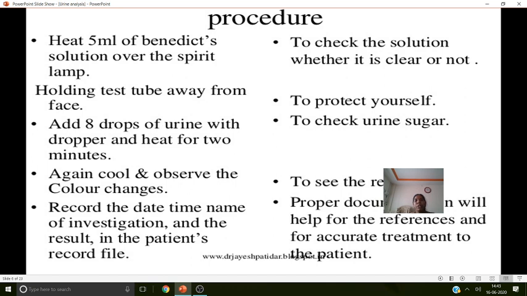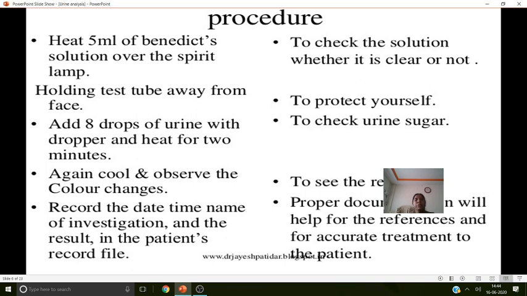We have to collect the specimen of urine from the person. From that specimen, we add 8 drops of urine to the 5 ml of Benedict's solution and heat for 2 minutes, to check for urine sugar.